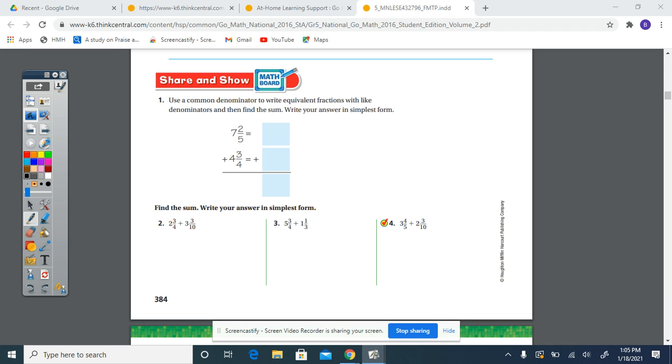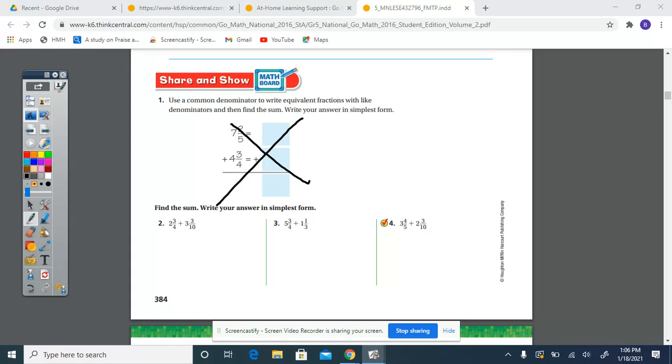I just wanted to record a quick video to help you guys with page 384 and 385. On this page, we are adding mixed numbers, okay? And it's very similar to adding simple fractions, except there's one additional step, okay? We are not going to add ours vertically. We are going to continue to add ours horizontally as we have in the past videos.